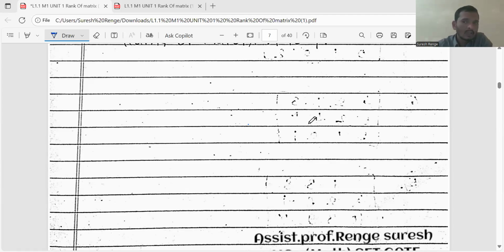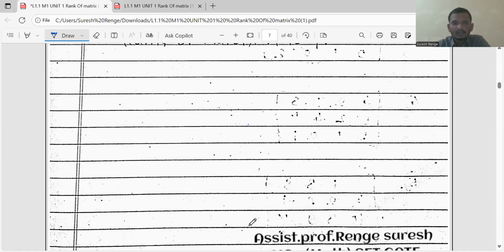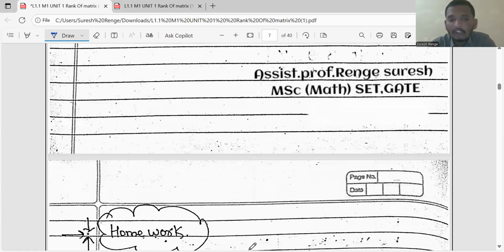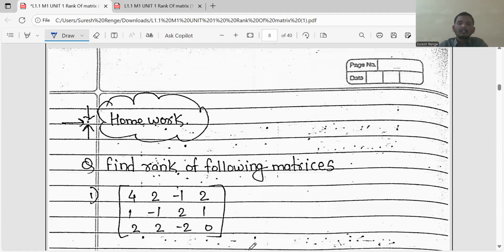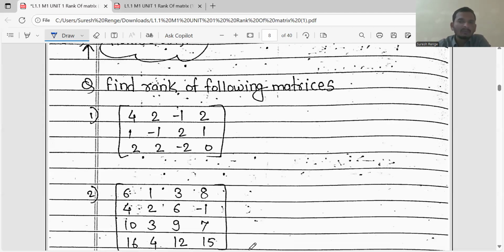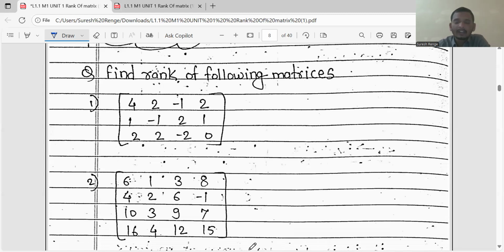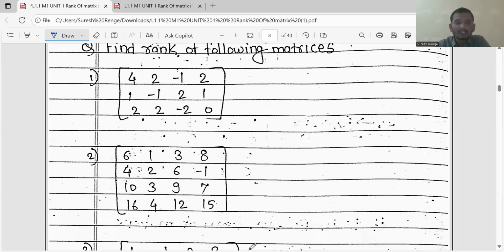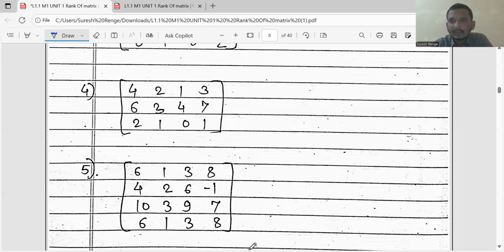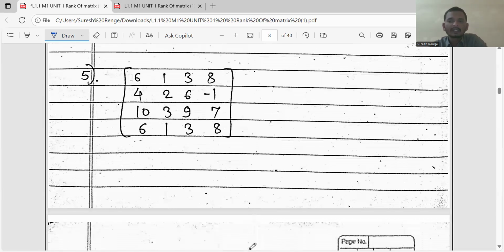In engineering mathematics, we are running the series Exam Decoder. This is lecture number 4. In the last three lectures, we discussed finding the rank of a matrix by using echelon form. Now here is some homework for you. You must find the rank of the matrix by using echelon form. These are questions number 1, 2, 3, 4, and 5. There are some examples for your homework.